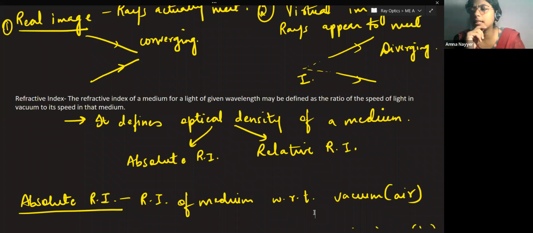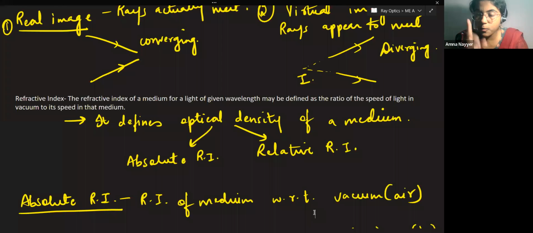We say glass is denser, air is rarer. So the material that has a greater optical density, we call it denser material. And the material that has a lesser optical density in comparison is known as rarer. So we say air is rarer and glass is denser. Denser and rarer, these two terms will be used a lot. That's why I mentioned them, apart from optical density.